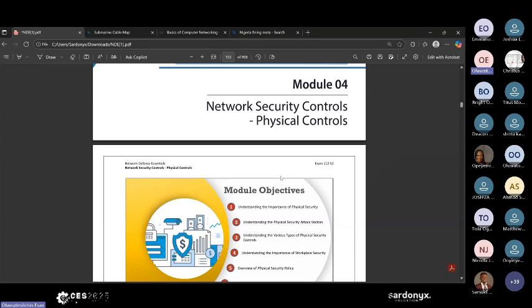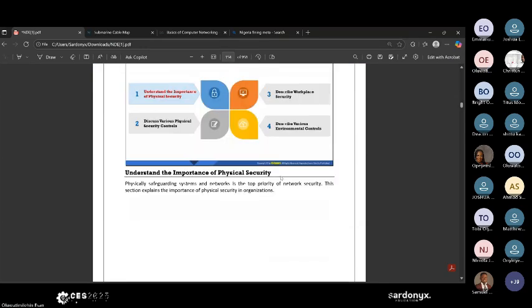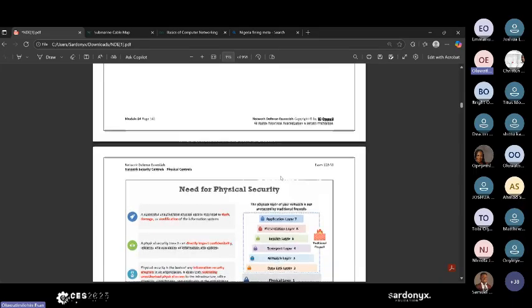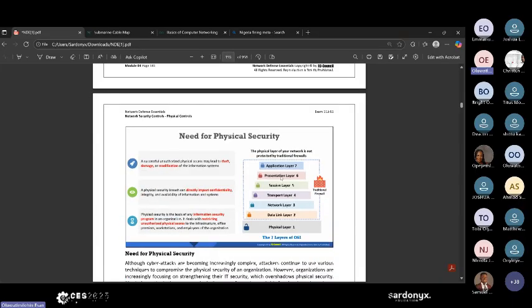So we've talked about administrative controls. Now we are moving to physical controls. What is the importance of physical security? It's very common in this part of the world that people underrate physical security, and it's very, very important. Very, very important.